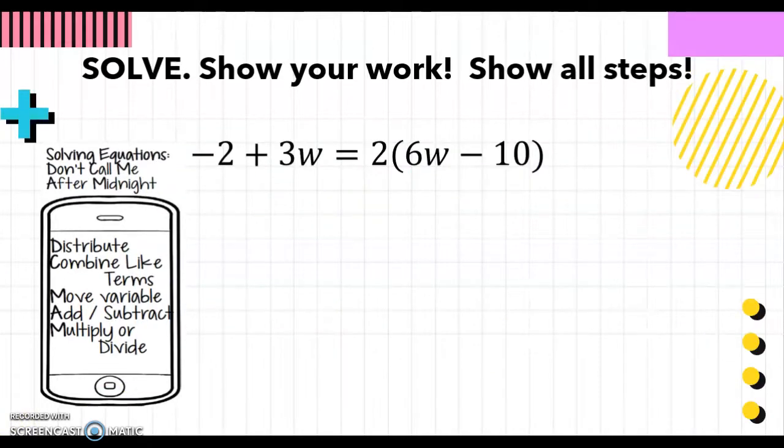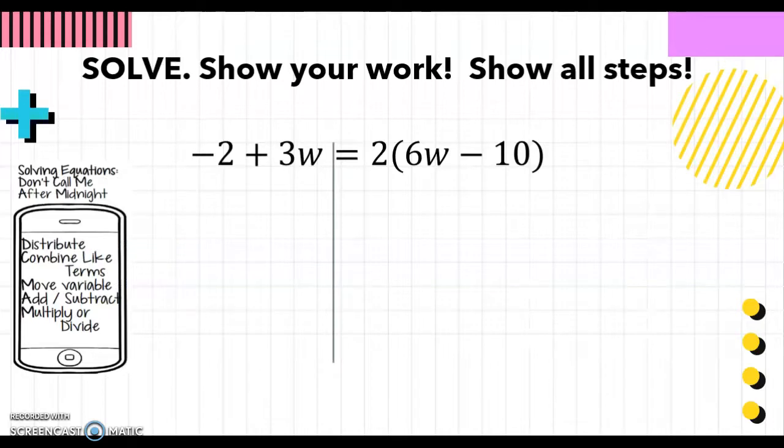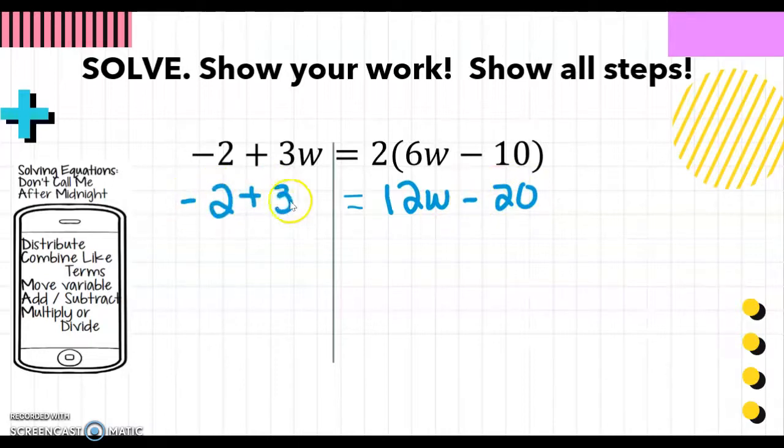This will be our final problem. Copy it down, work it out. Okay, this problem is a real challenge because it has a lot of negatives. So let's go ahead and work it through. First I have to distribute. So I'm going to distribute this 2. I end up with 12w minus 20 on this side. And then this side, I just bring everything down. There's nothing to distribute. Combining like terms, nothing to combine on the left side of the equal sign, nothing to combine on the right side.